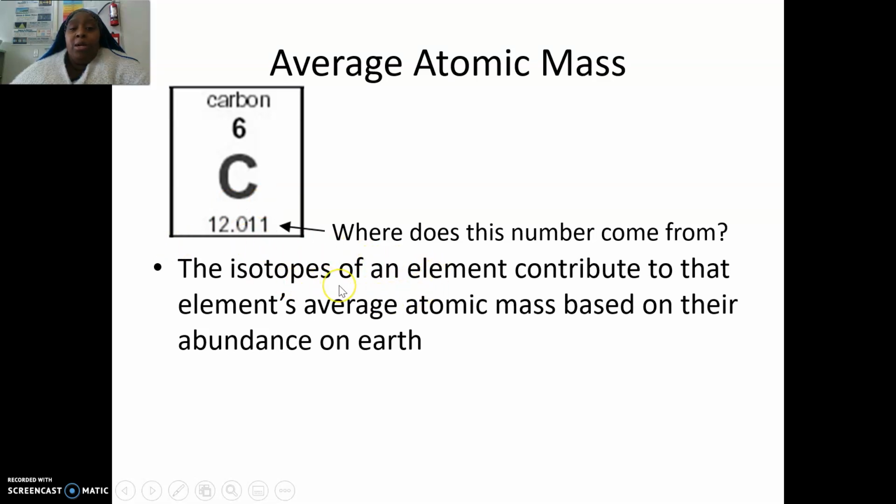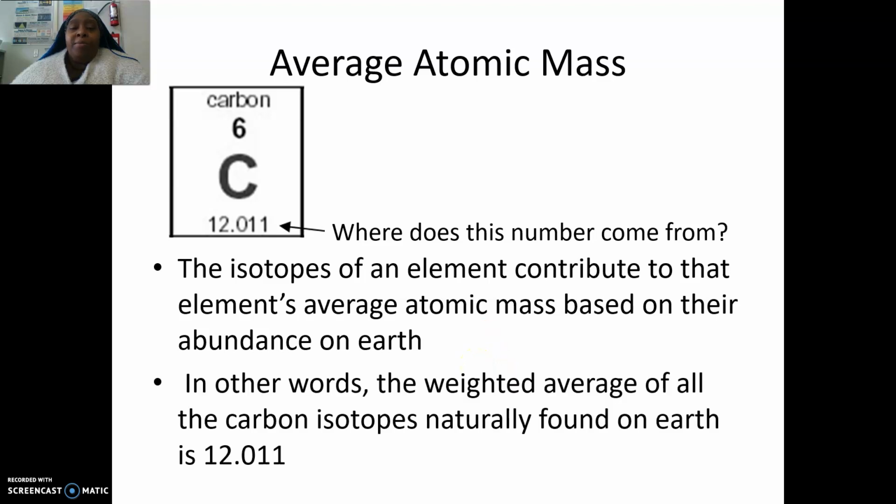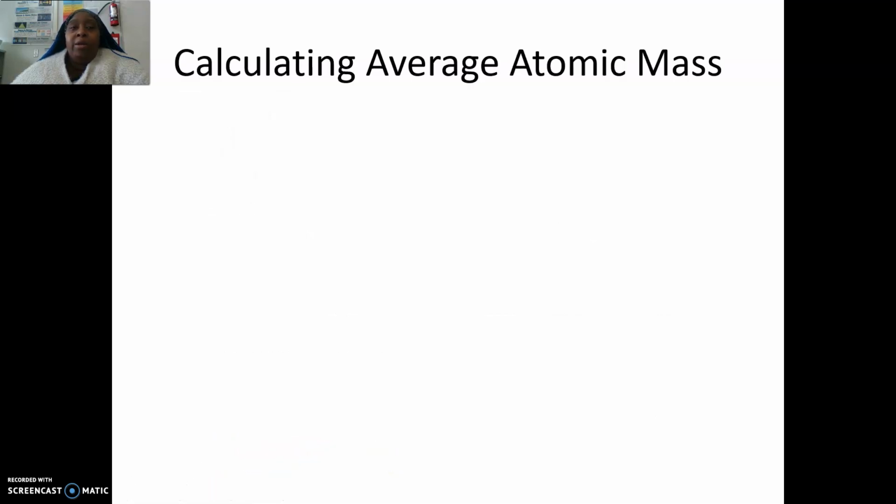So this number is going to come from the isotopes of an element that all play a part in the element's average atomic mass, and they base it on how available or how abundant it is on Earth. So in other words, the weighted average of all of these carbon isotopes naturally found on Earth ends up being 12.011. Now you're probably asking me, how do we calculate that?